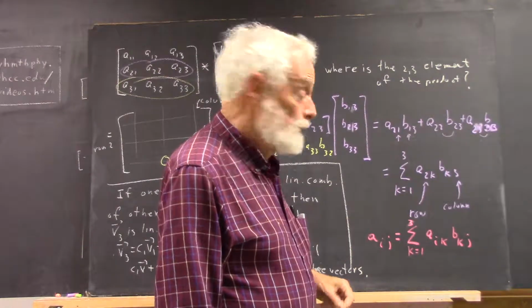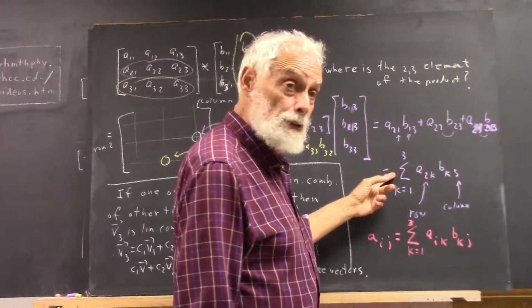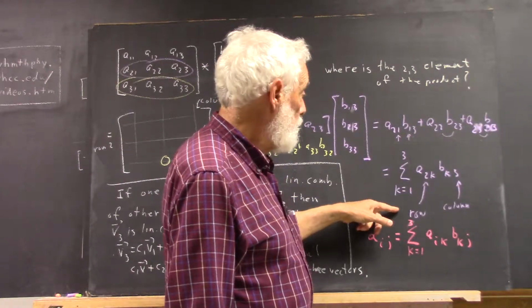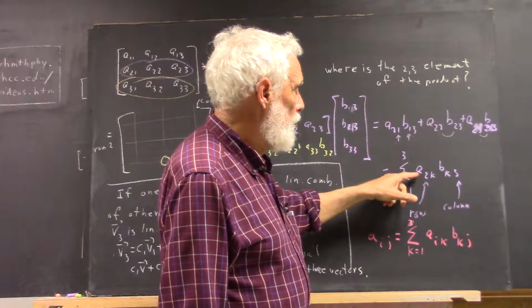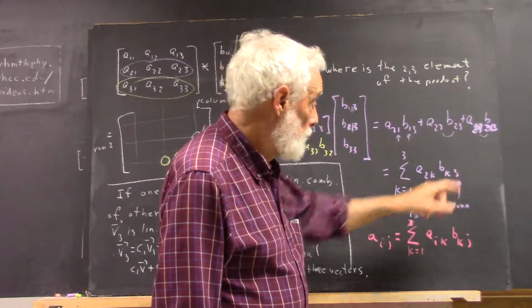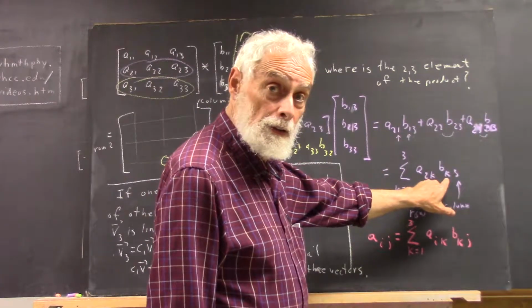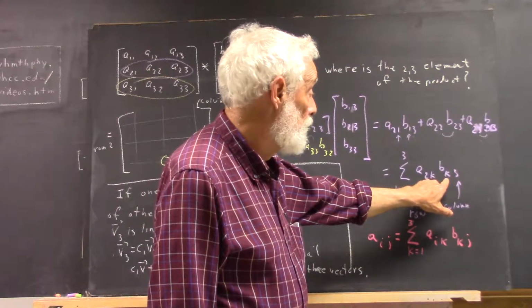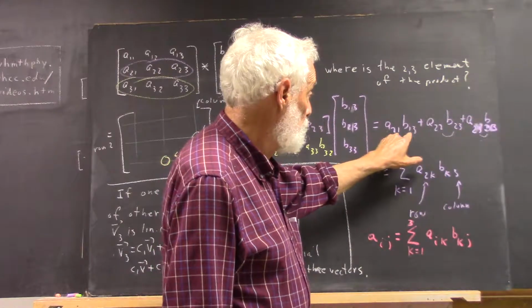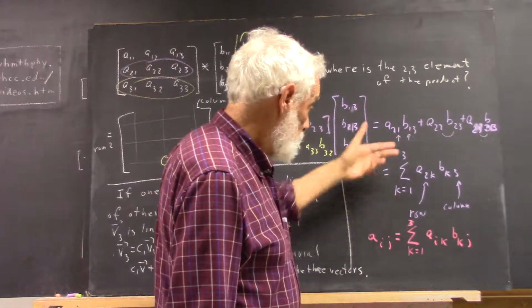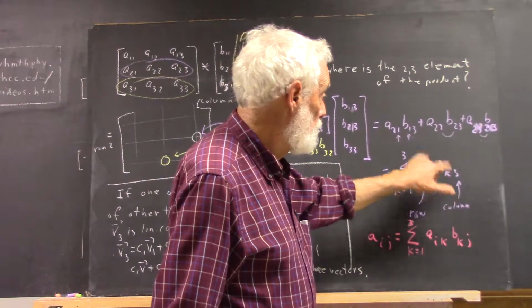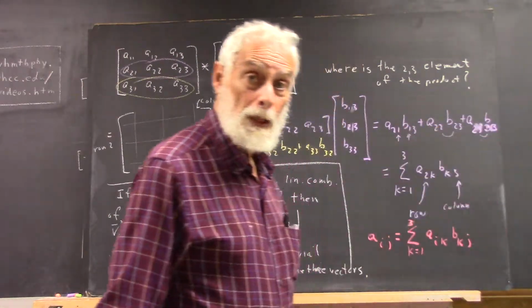I can write this in terms of summation notation. The sum from k equals 1 to 3 of A_2k, B_k3. k will go from 1 to 3. Well, the second part of the A index and the first part of the B index goes 1, 2, 3. So certainly A_2k, B_k3 so far fits the pattern.